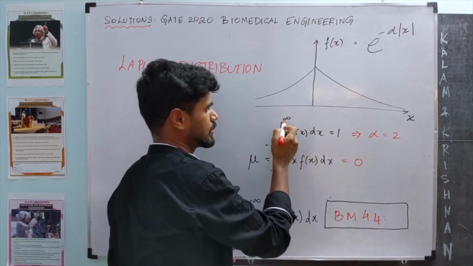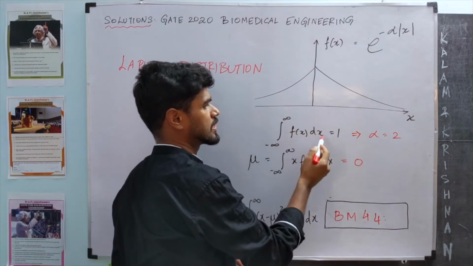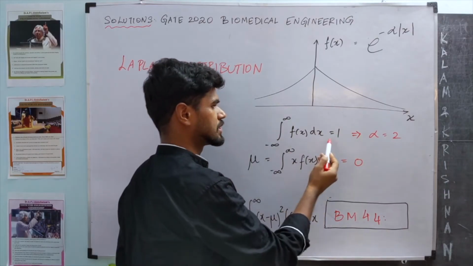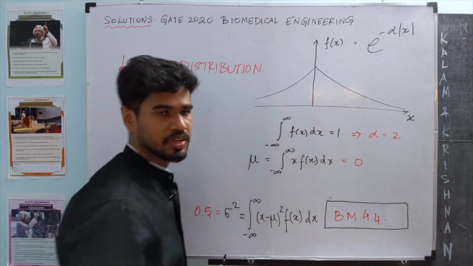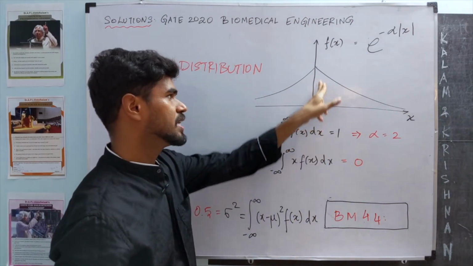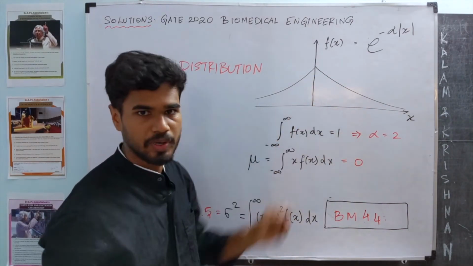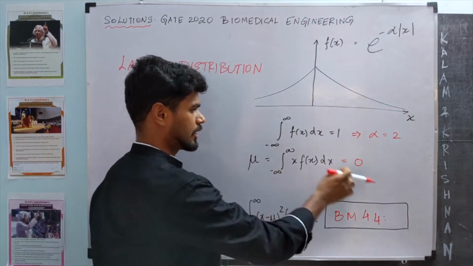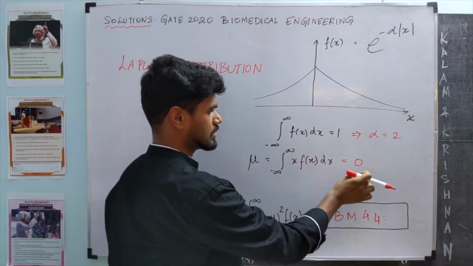So it's a PDF, so the integral from minus infinity to infinity of f of x dx is 1. If you do this integral, you will get the constant to be 2. Then notice this distribution is symmetric, right? Because of that, the mean of this is essentially 0. You can directly write down the mean to be 0.